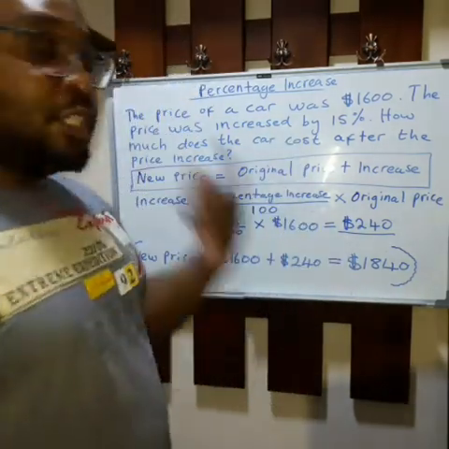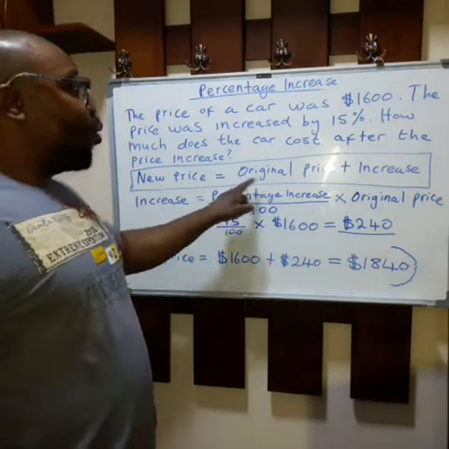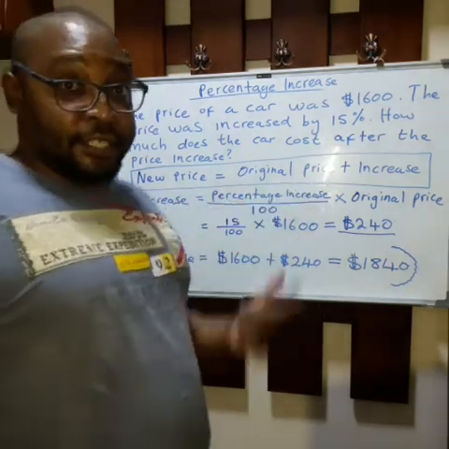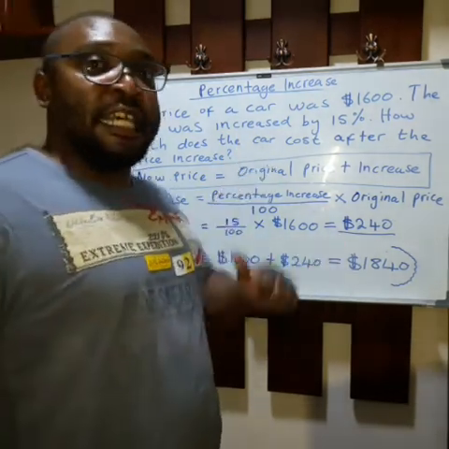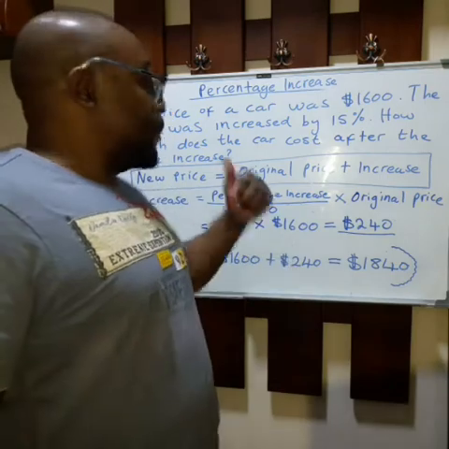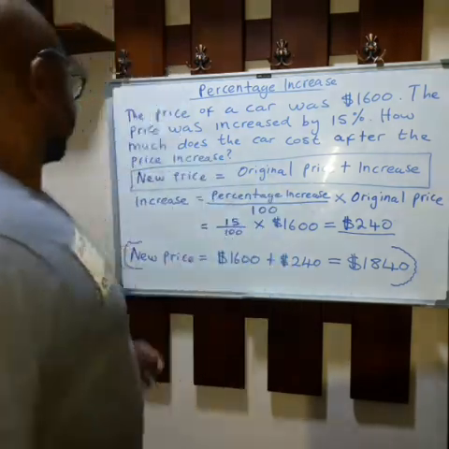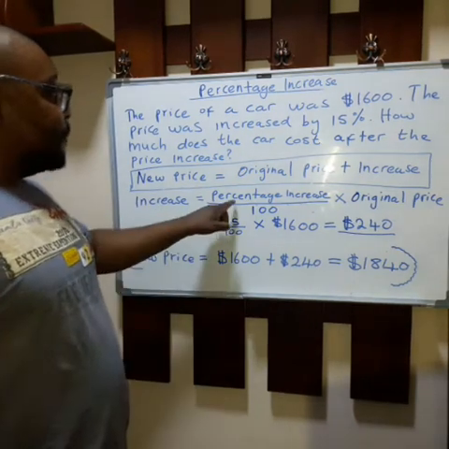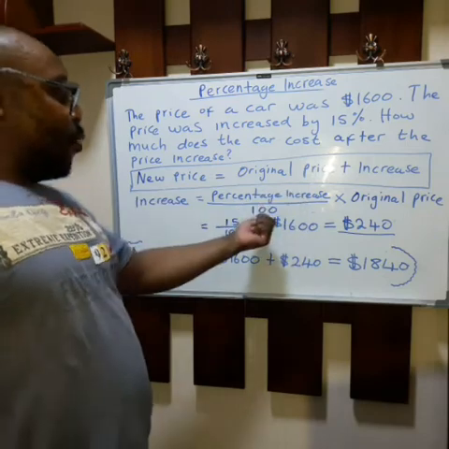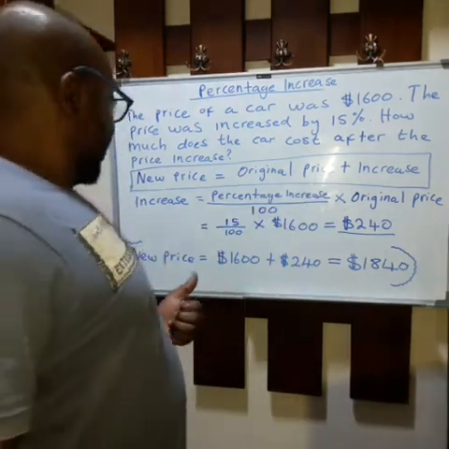Okay, so what we need to know is that new price is equal to original price plus increase. But we are given percentage increase, we are not given increase. So we need to know the increase. How do we calculate the increase? The increase is percentage increase over 100 times original price.